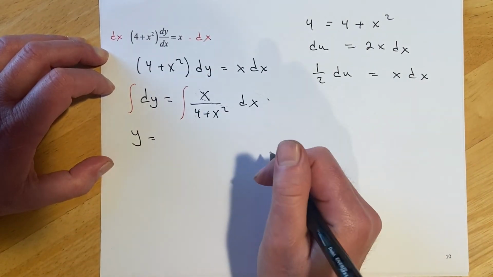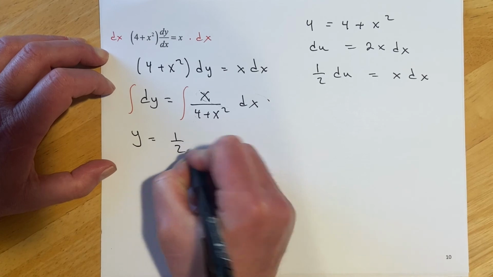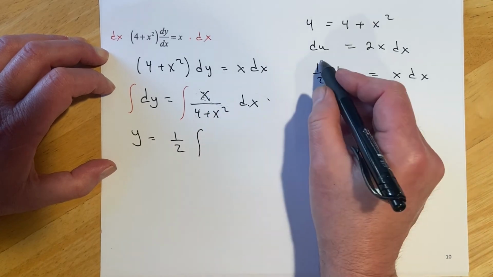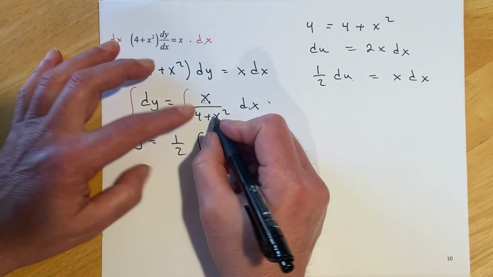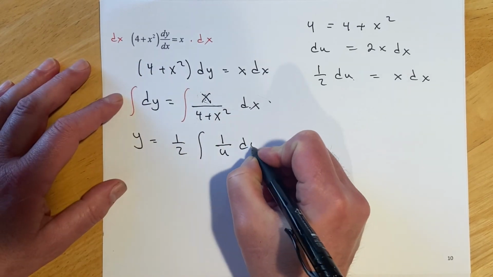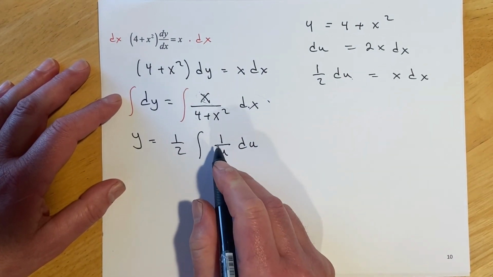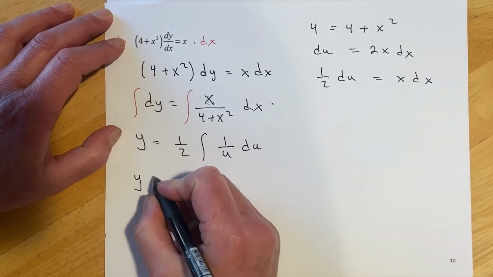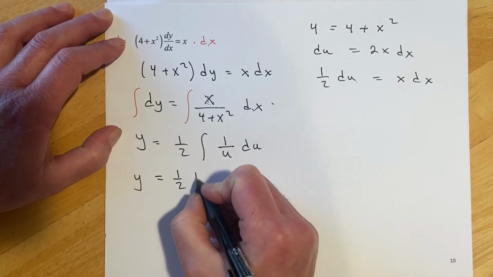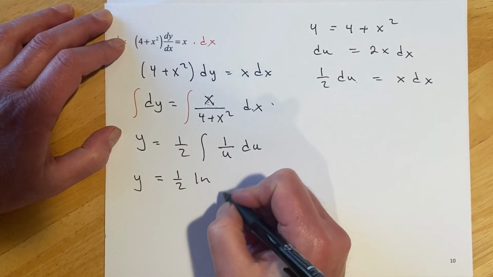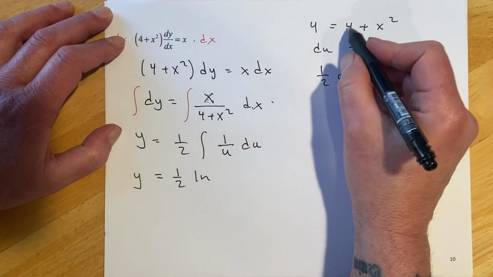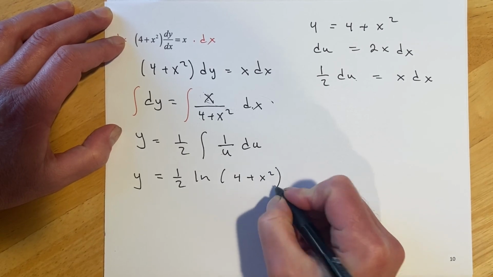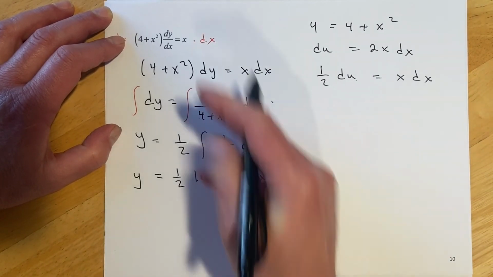There's our x dx, so that's going to drop in. So this will be 1/2, and then x dx is our du, and then 1 over that chunk is u, and then du. Remember, when we integrate 1 over u, that's our natural log. So the antiderivative is y equals 1/2 natural log of the absolute value of u, but in this case it's always positive, so it shouldn't matter. So 4 plus x squared, and then plus c, because that's the constant that we don't know.